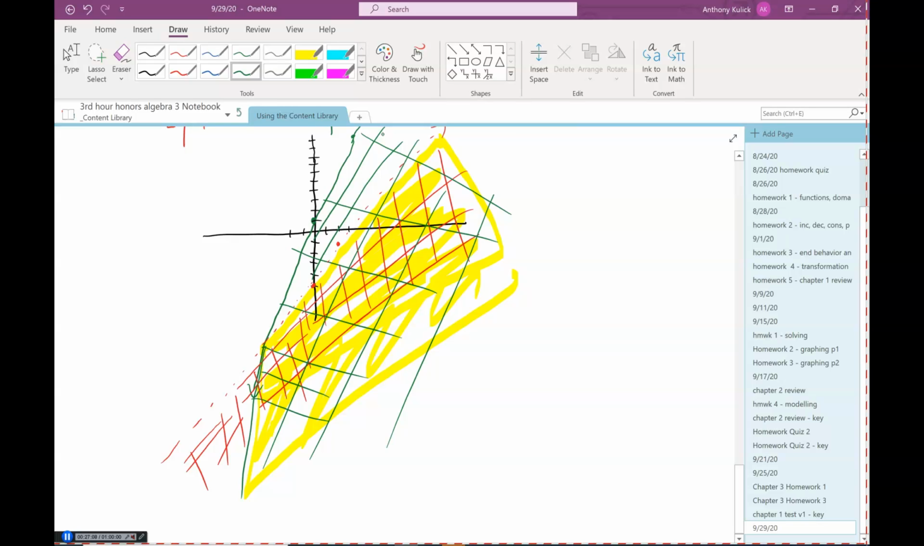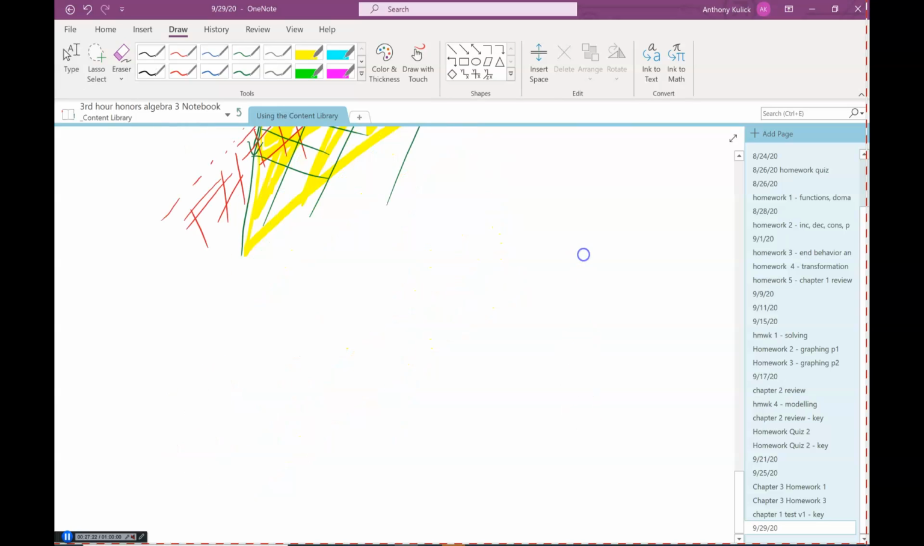Can I get no solution for this? Yes. Yes, what would it look like? Perfect, yeah. If the shading doesn't overlap, then there's no solution. Can I get all real numbers as a solution?